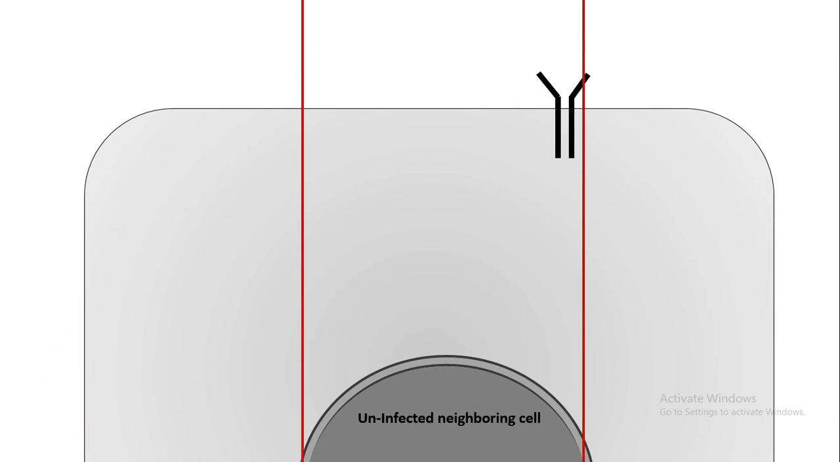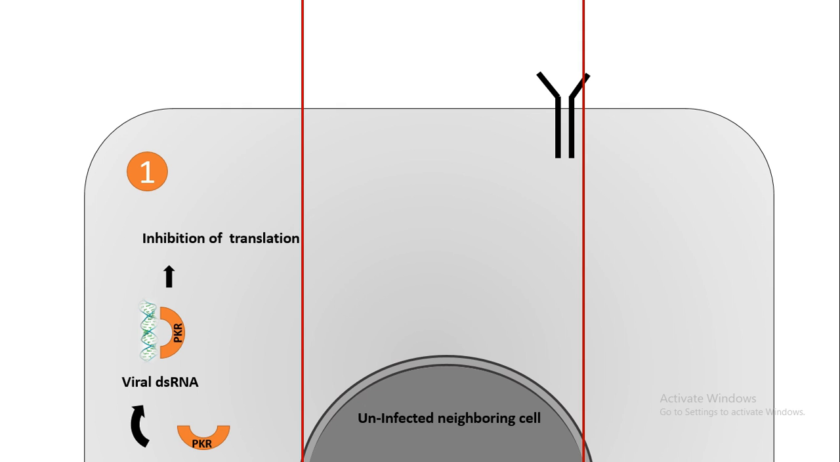So what are these antiviral molecules produced by interferon signaling? One of the most important molecules synthesized due to interferon signaling in the neighboring cells is protein kinase R. Protein kinase R binds to viral dsRNA and inhibits its translation. Also, protein kinase R, being a kinase, can phosphorylate initiation factor 2 alpha and indirectly inhibit translation.